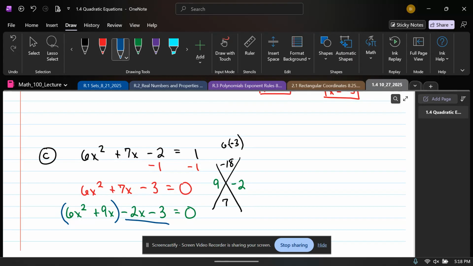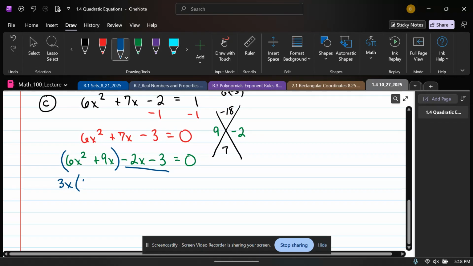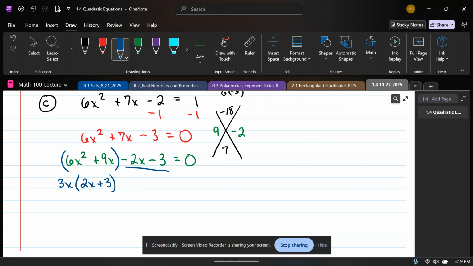Now, what's the GCF of 6x squared and 9x? 3x. So I'm going to pull a 3x out of the front of that. What's that going to leave in the parentheses? 2x plus 3. Very good. And now what do I need to pull out of the second pair to leave a 2x plus 3 in the parentheses? Negative 1. We've seen that a lot tonight. And now my factors are the 2x plus 3 and the 3x minus 1. Okay. So now I have the factored form.